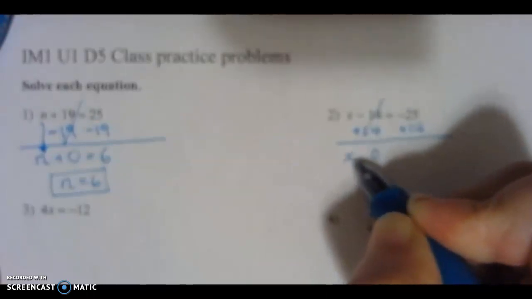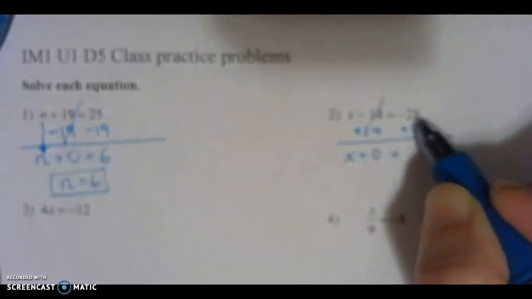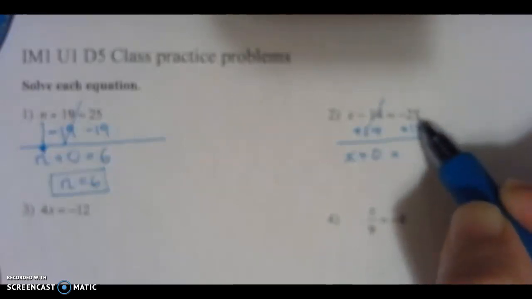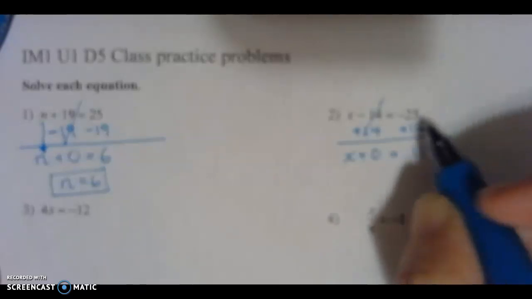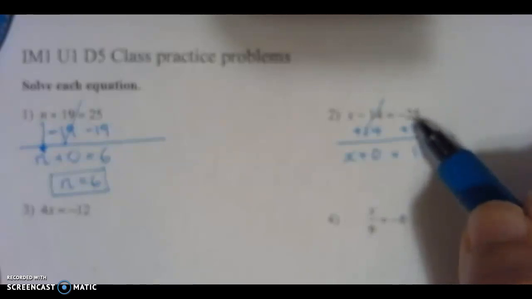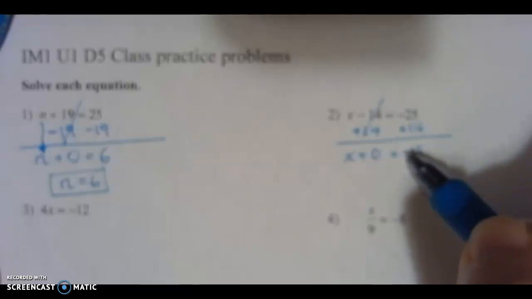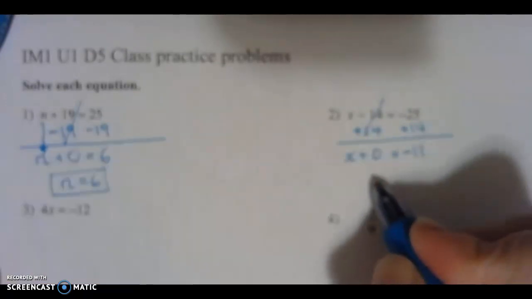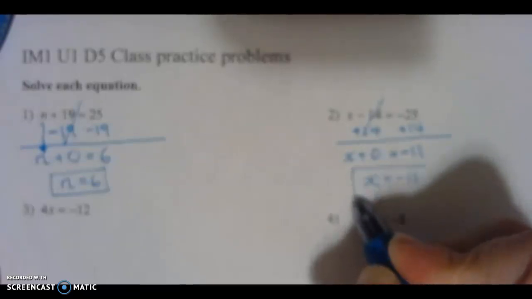So you become x plus 0 is equal to, what's negative 25 plus 14? We are adding 2 numbers with opposite signs. That means we need to find the difference. 25 minus 14 is just 11. And which is the bigger number, 25 or 14? 25. So the sign that goes with it is minus. So it's going to be minus 11. And we know that x plus 0 is really not doing anything. It's the same as x is negative 11. And that's my final answer.